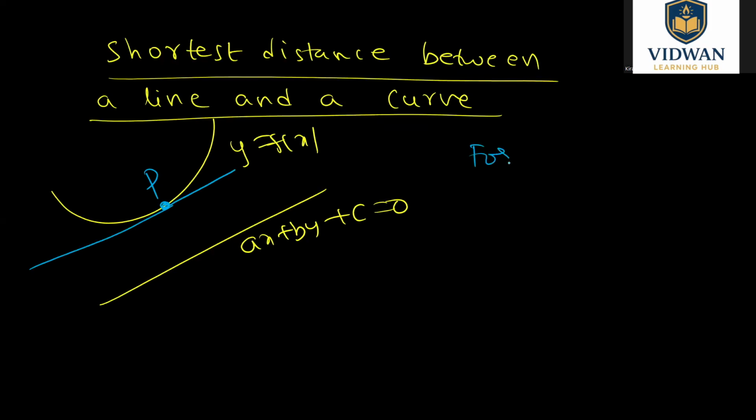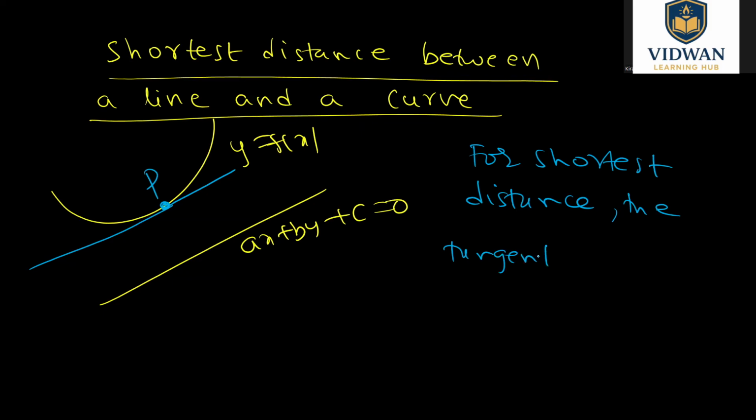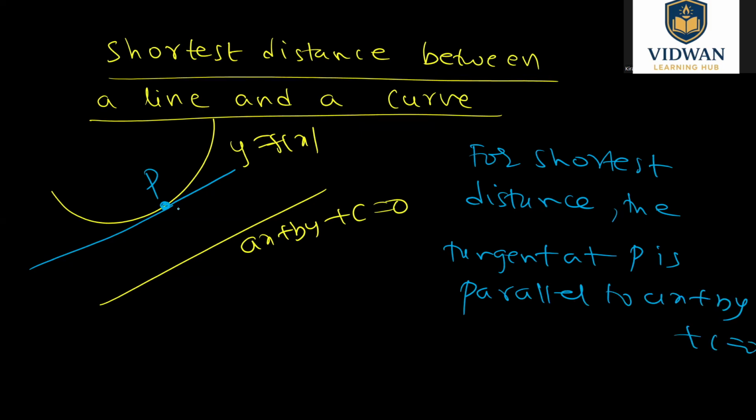So for shortest distance, what are the criteria? The tangent at P is parallel to the line. So the line is already given, the point is not given. So what we'll do is assume a random point called x1, y1 on the curve. Then the derivative at that point, dy by dx at P x1, y1, you are going to equate with the slope of the line because they're parallel.